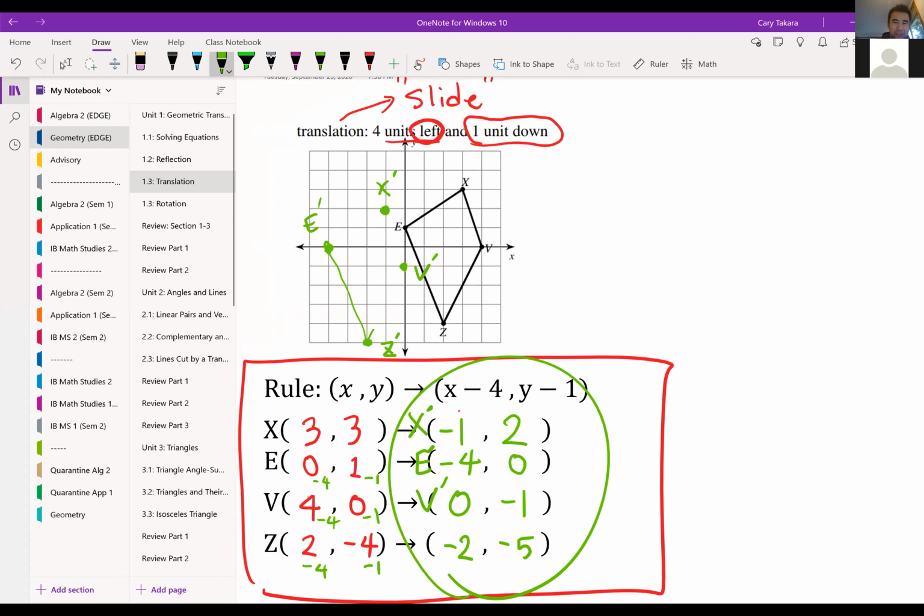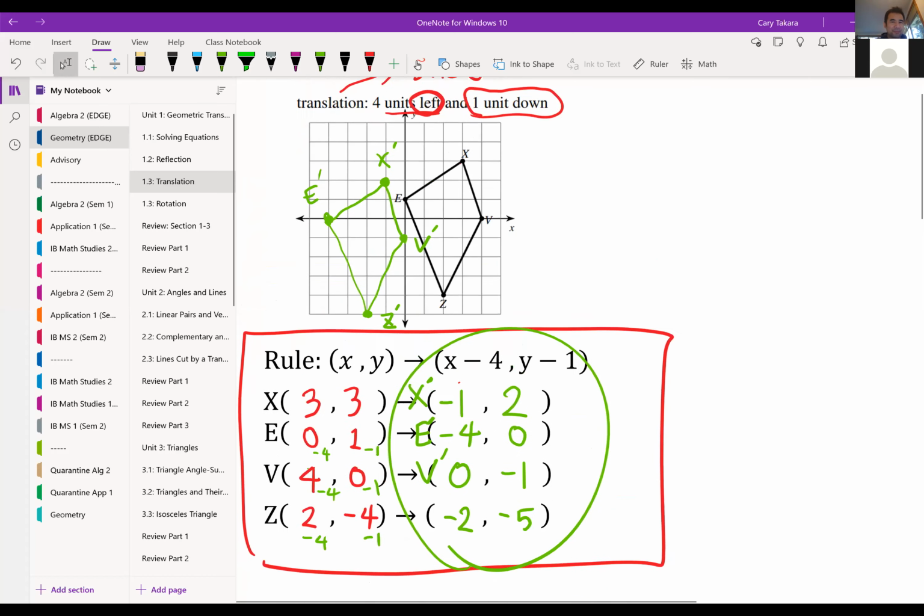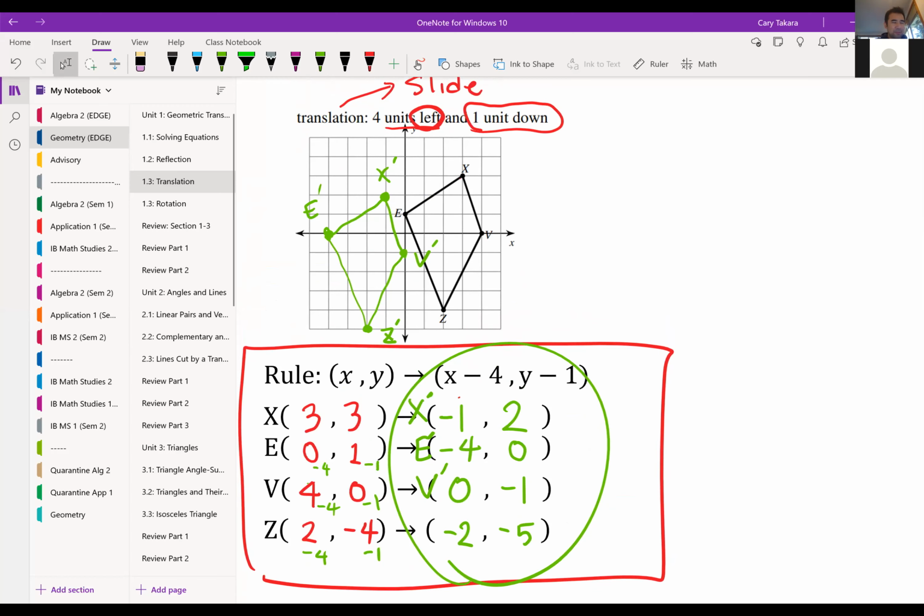And it should produce an identical shape, except that it has been slid 4 units to the left, 1 unit down. And it looks pretty good to me, yeah? So I'm pretty confident that we did it correctly. Does that make sense, guys? So this is basically a translation. It's pretty easy, right? I hope. Okay. I'm going to move on.